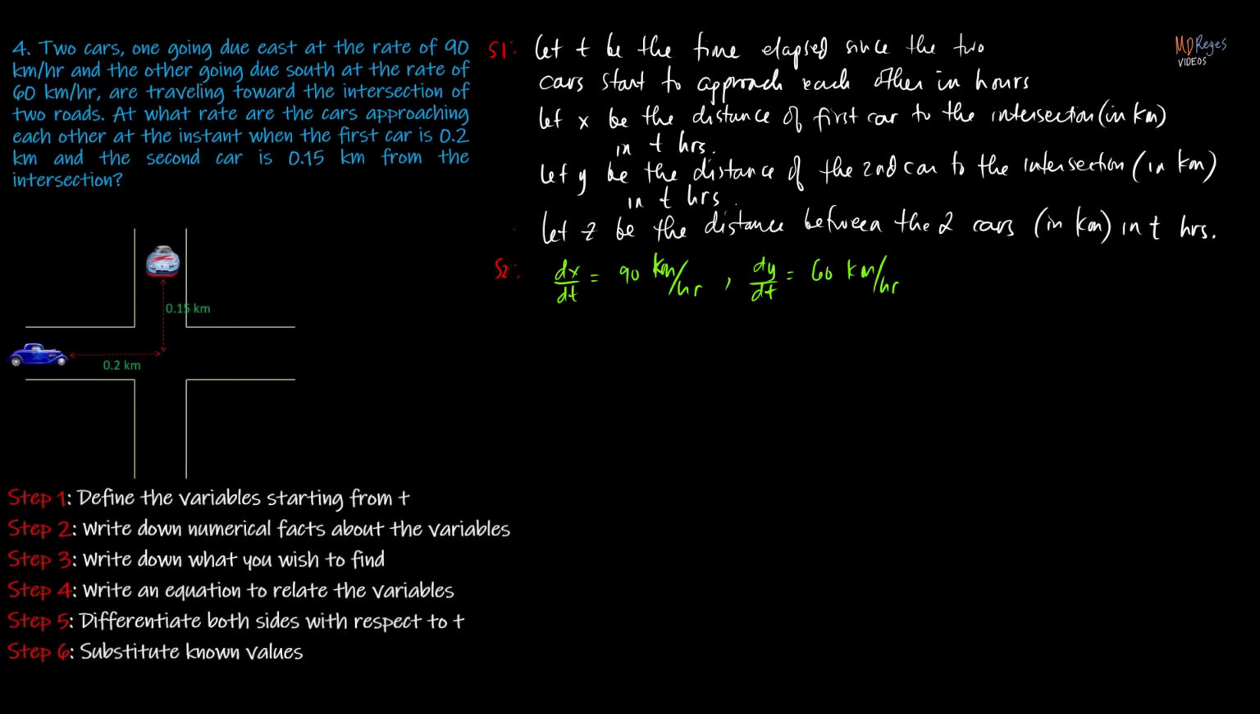And then I've rewritten dx over dt and then dy over dt. So the question is, at what rate are the cars approaching each other at the instant when the first car, that is the blue car, is 0.2 kilometers and the second car is 0.15 kilometers from the intersection. So let's go to step 3. We want to know what dz over dt is. This is the rate of change, the rate that the cars are approaching each other, because the distance between the two cars is denoted by z. So the rate that they are approaching each other is denoted by dz over dt.